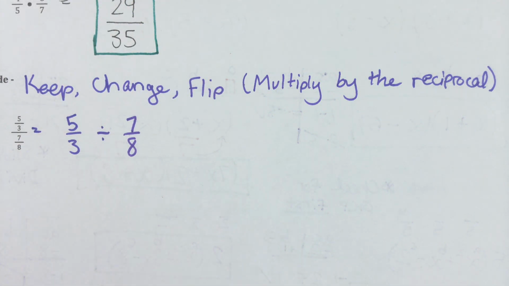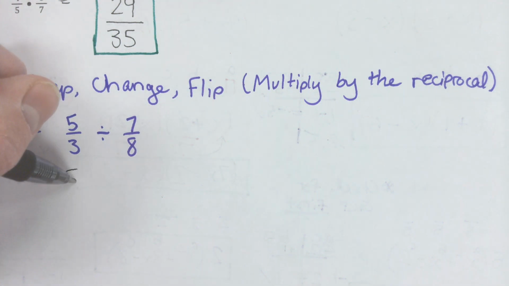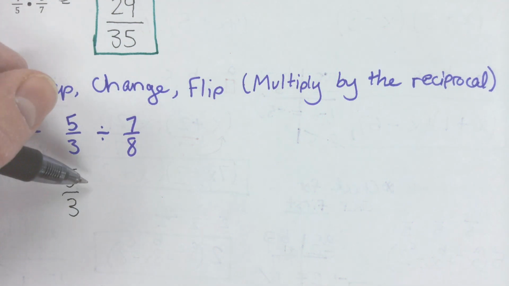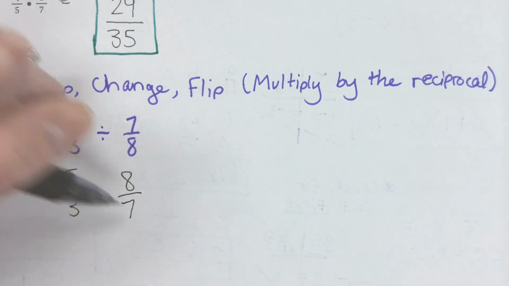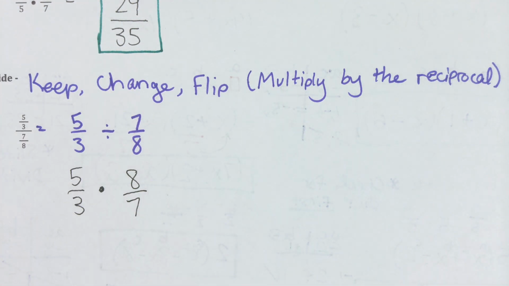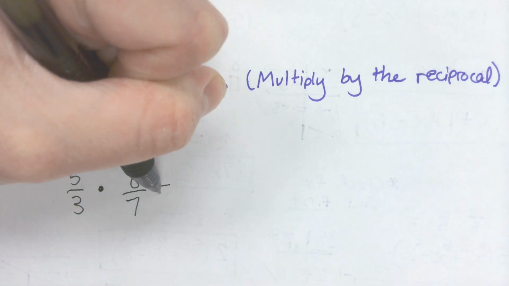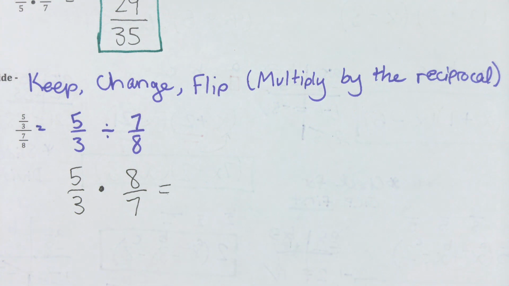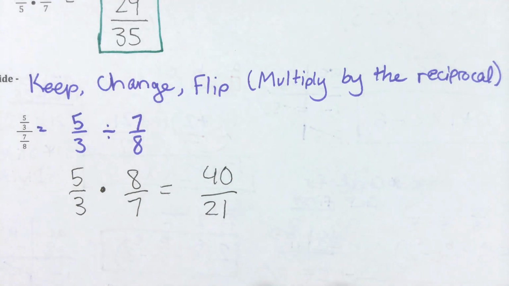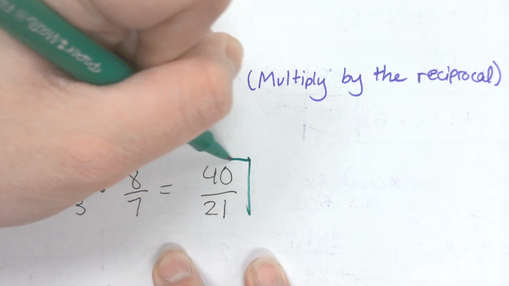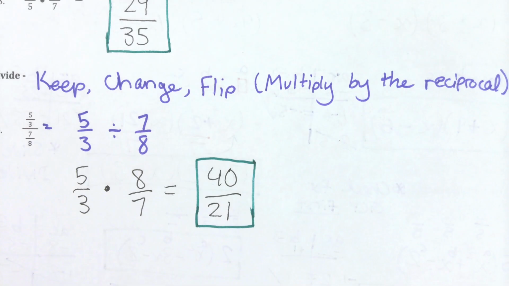Then I'll do keep, change, flip. Keep the 5/3 as 5/3. Change the division to a multiplication. Flip the second fraction. I have plenty of students when they try to do it in their head, they forget to flip the second fraction. That's the most common mistake I see. And then you just multiply like usual. 5 times 8 is 40. 3 times 7 is 21. Can't reduce. I'll leave it like that. And that's how you divide fractions.